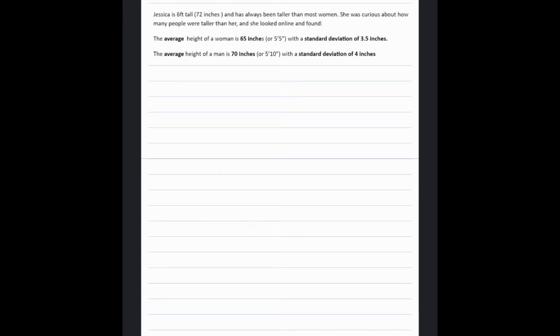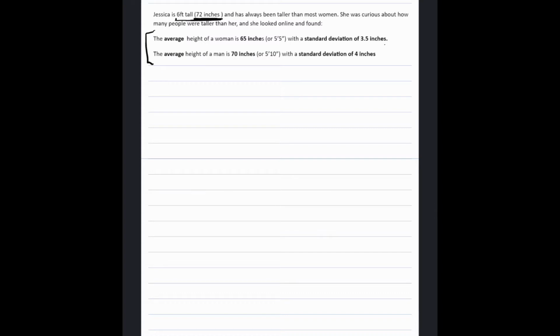So Jessica is 6 feet tall, which is 72 inches. So instead of working with feet, we're going to work in inches here. She has always been taller than most women. She was curious about how many people were taller than her, and she looked online and found all of this data below. She found that the average height of a woman is 65 inches with a standard deviation of 3.5 inches. The average height of a man is 70, with a standard deviation of 4 inches.